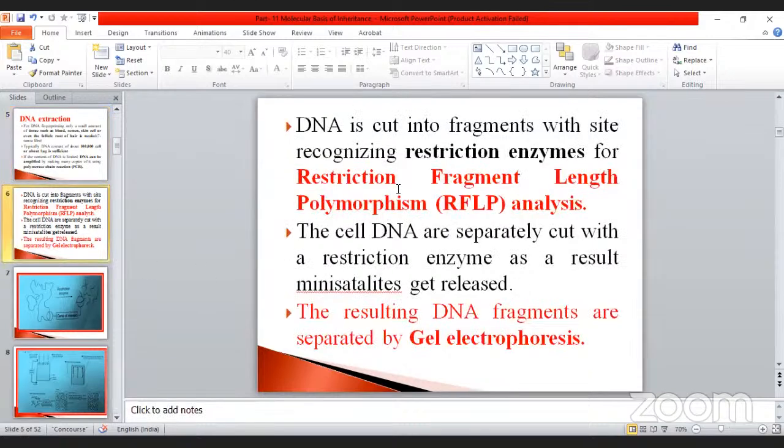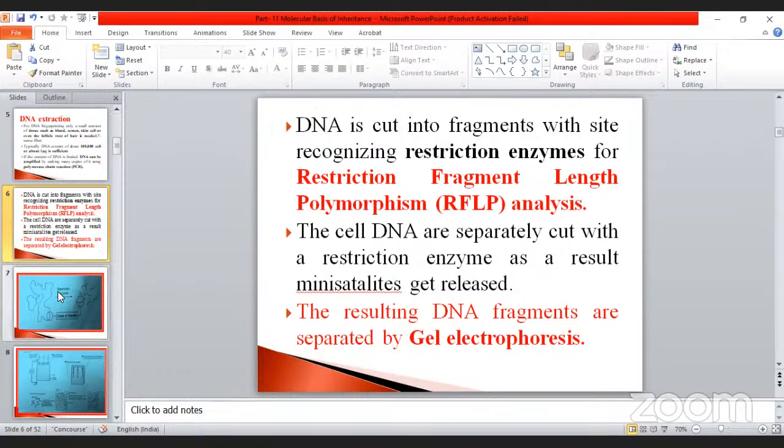After the polymerase chain reaction is finished, we have to cut it into fragments with the help of the restriction enzyme for restriction fragment length polymorphism analysis. After that, we will obtain the minisatellites. After we get the minisatellites, they are entered or kept under one of the DNA fragment separation techniques, called gel electrophoresis.